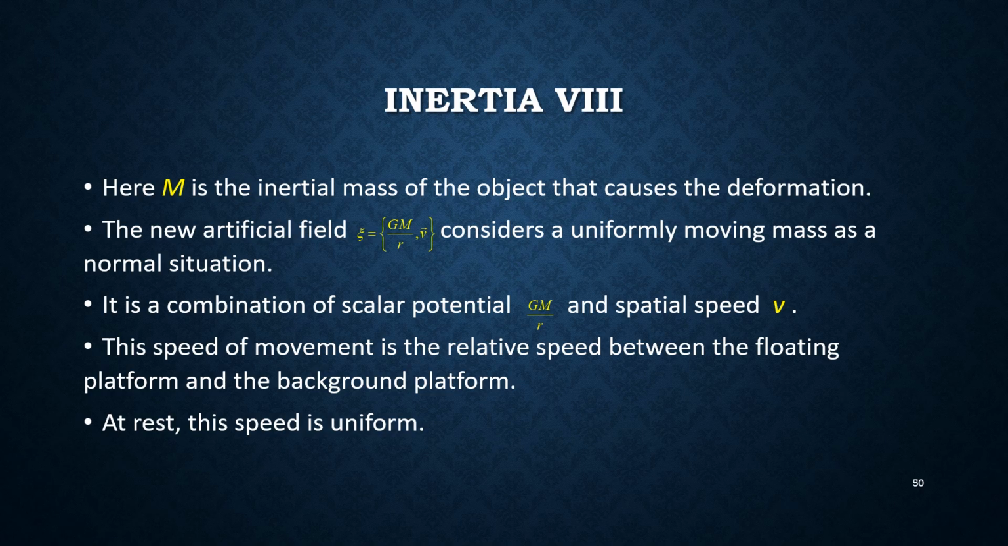Here m is the inertial mass of the object that causes the deformation. The new artificial field considers a uniformly moving mass as a normal situation. It is a combination of scalar potential and spatial speed v. This speed of movement is the relative speed between the floating platform and the background platform. At rest, this speed is uniform.